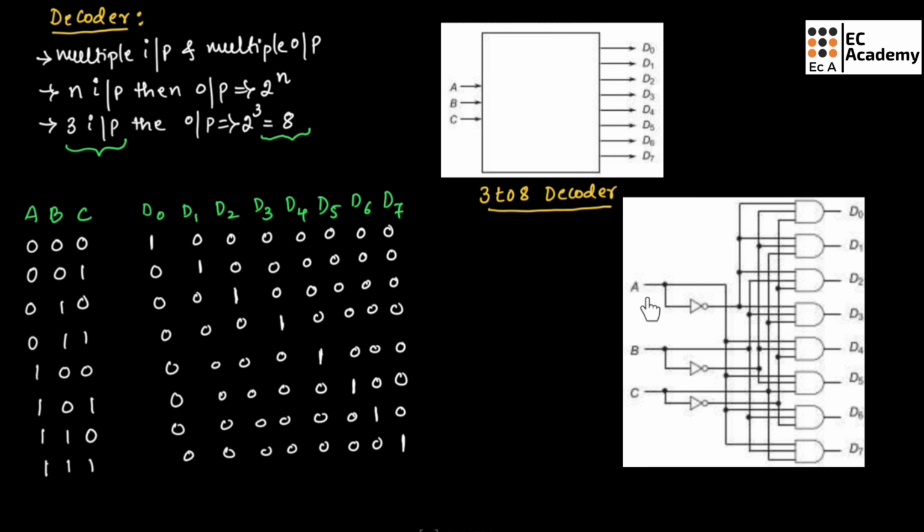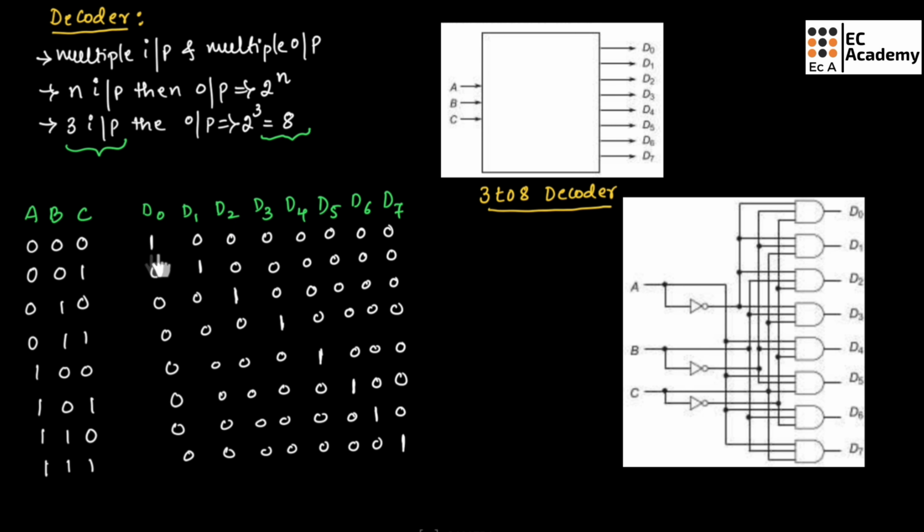So here we require A as well as A bar, B as well as B bar and C as well as C bar. So that's why we have taken A and A bar using NOT gate, and we have taken B as well as we have taken B bar using NOT gate. C and C bar is taken using NOT gate. So this connection is made depending upon the value of A, B, C here.